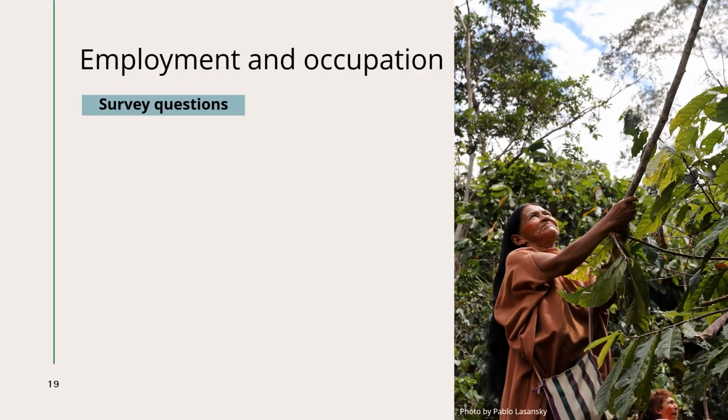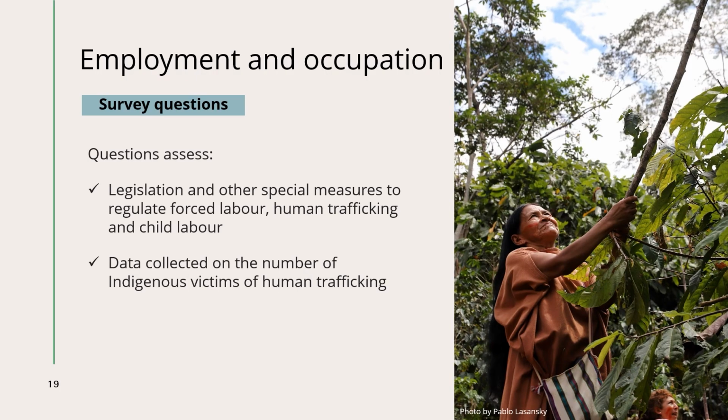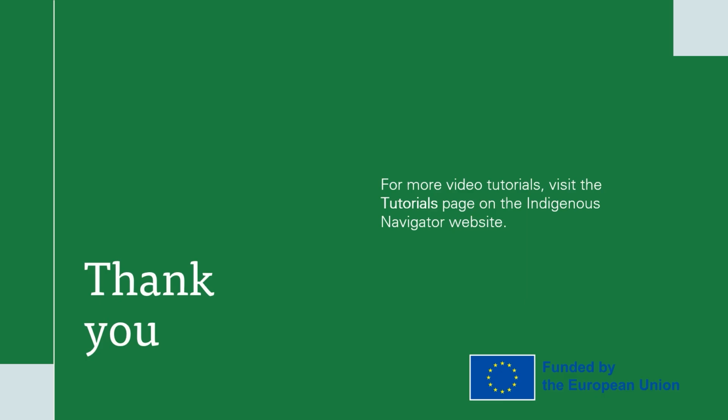Under this domain, questions assess state efforts to regulate forced labor, human trafficking, and child labor of Indigenous peoples through legislation and other special measures in relevant sectors, as well as data collected on the number of Indigenous victims of human trafficking. They also aim to document the experiences of Indigenous peoples on impacts of business activities on the performance of traditional occupation.